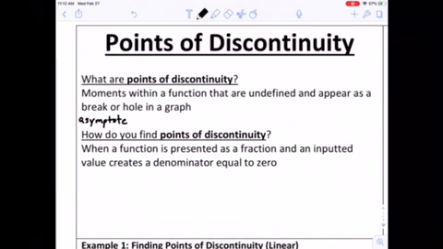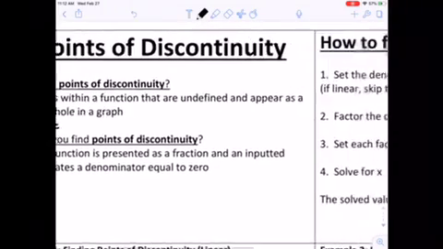How do you find these points of discontinuity? Well, it's when the value of x, or whatever your variable is, makes the denominator 0, because there's a mathematical law that says you cannot divide anything by 0. So if you are dividing by 0, you cannot have a value on your graph.